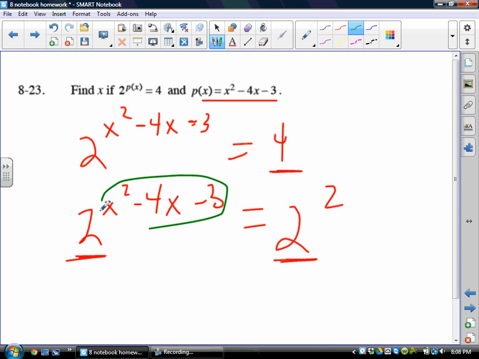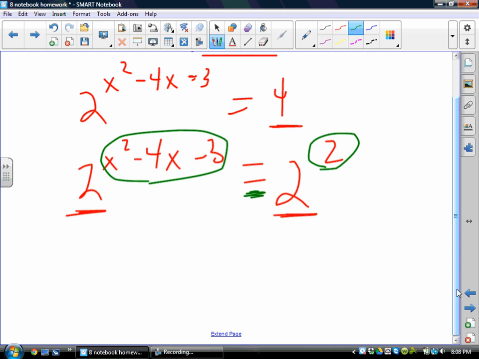So this must be the same as this, right? If 2 to the something equals 2 to the something, if they're equal, then that means the exponents need to be the same, because you're giving me the same value. So now I can say x squared minus 4x minus 3 equals 2.